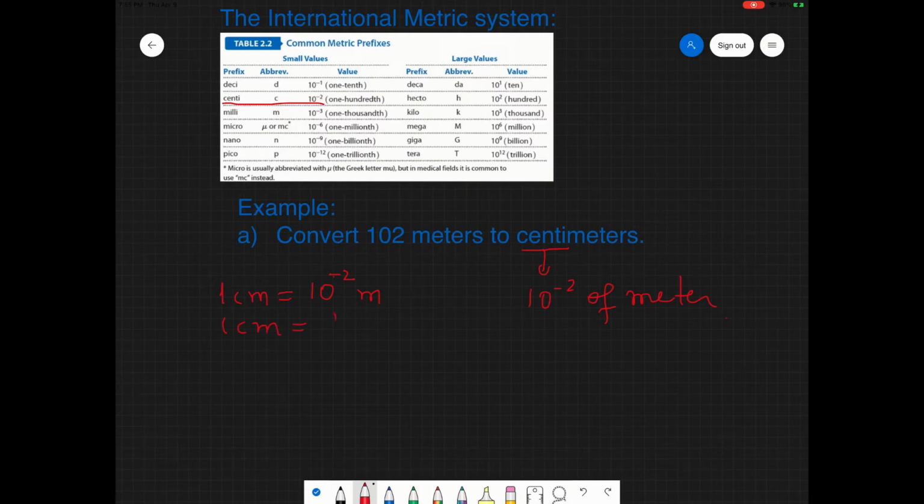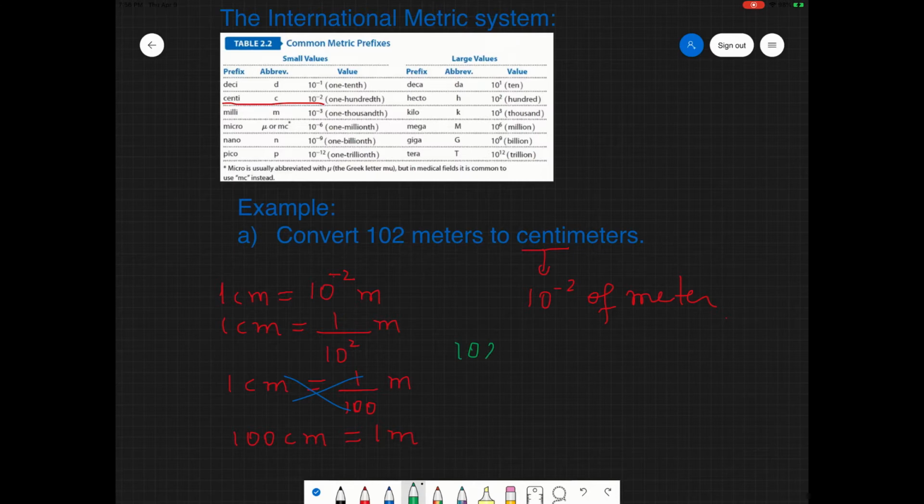Now 10 to negative 2 is the same as 1 over 10 squared of a meter, which is 100. So 1 centimeter is 1 over 100 of a meter. If we cross multiply these quantities, we have that 100 centimeters corresponds to 1 meter, and that is going to be used as a conversion factor for what we need to do.